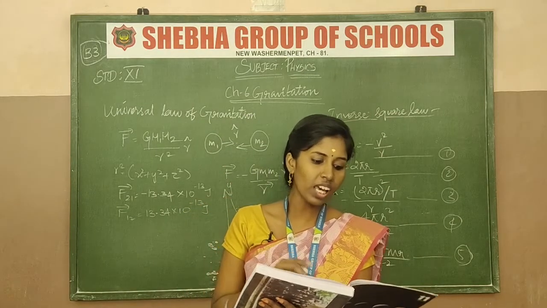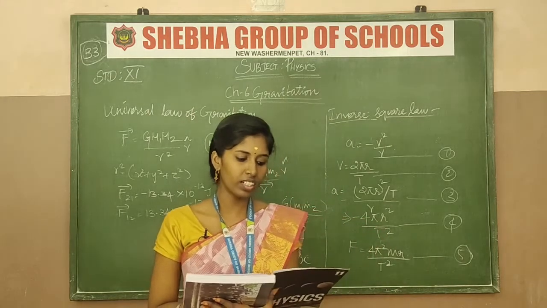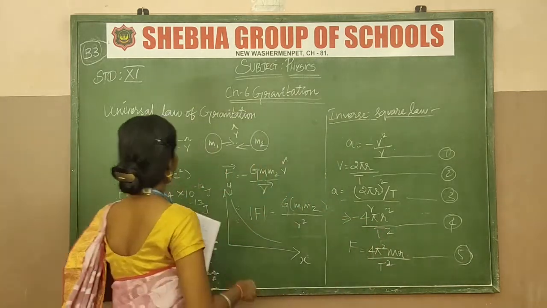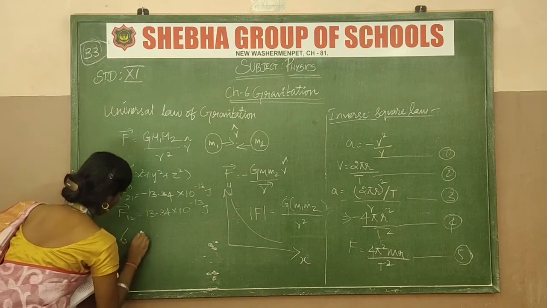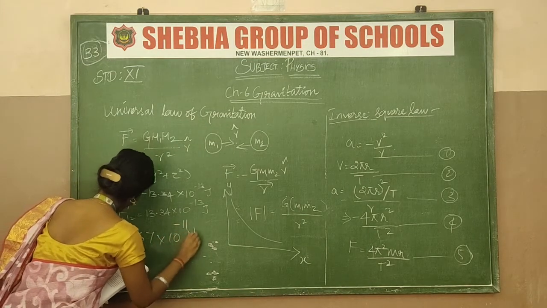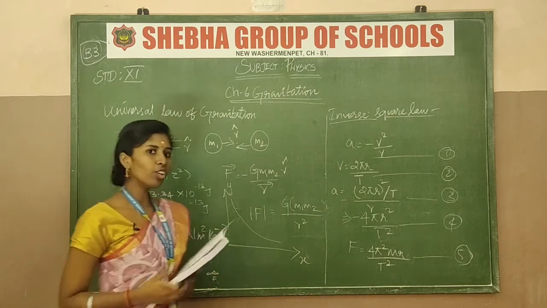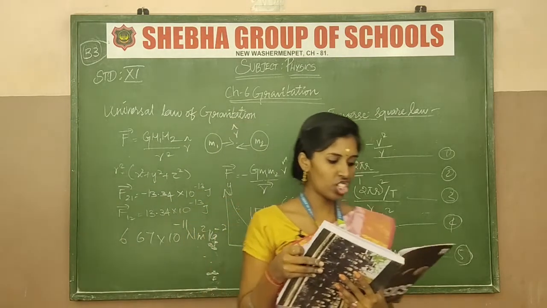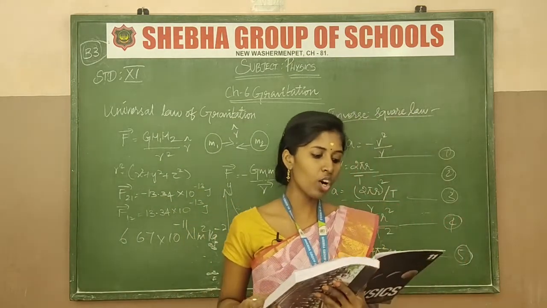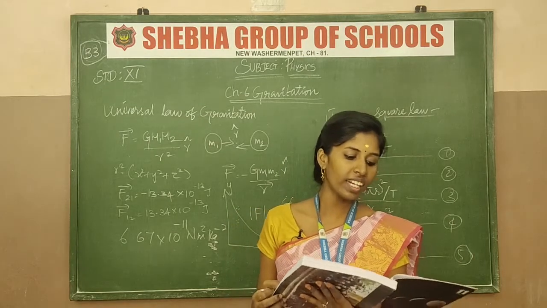So r cap is a unit vector, from m1 toward m2. G is the gravitation constant. This constant value is 6.67 into 10 to the power of minus 11 N m square kg minus 2. It's the value of the gravitation constant G, okay? So this force is denoted as the gravitation force between m2 and m1. This force is always attractive in nature.